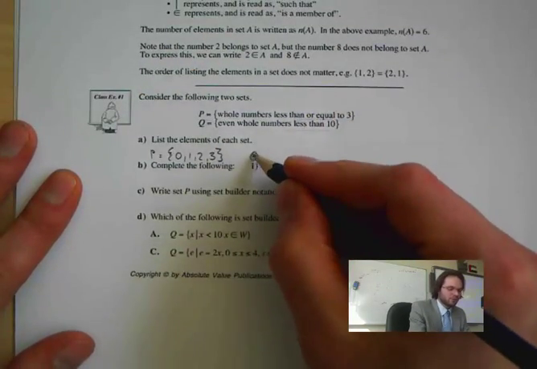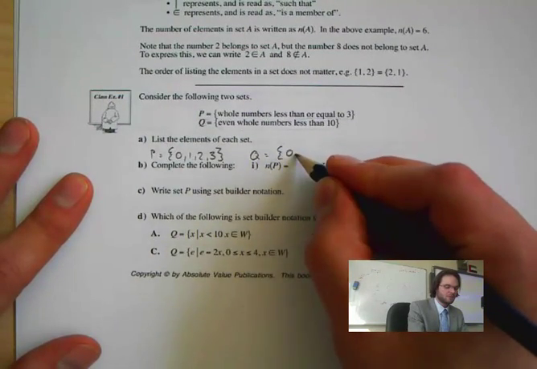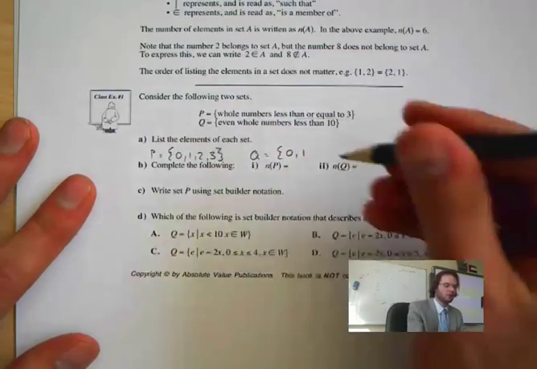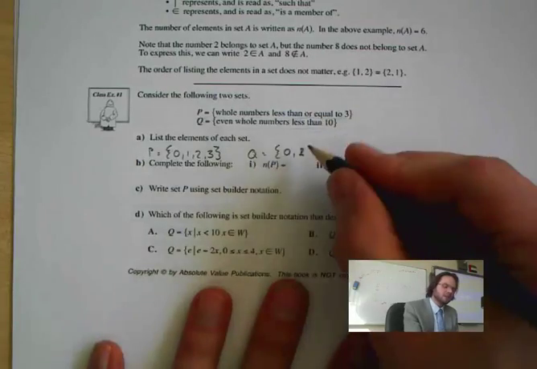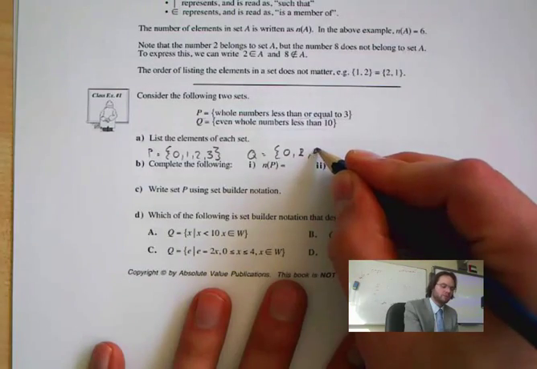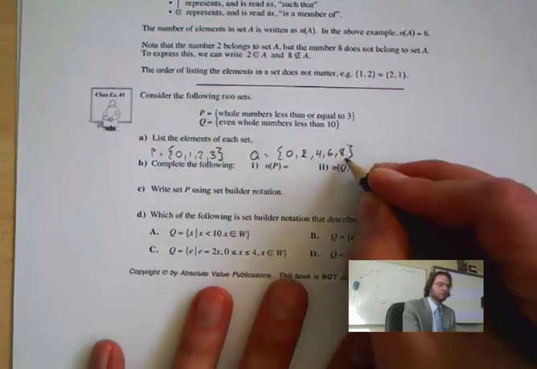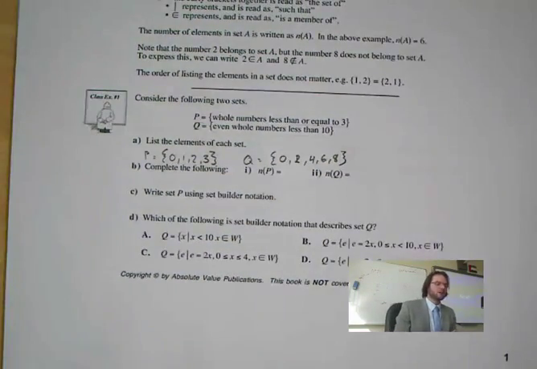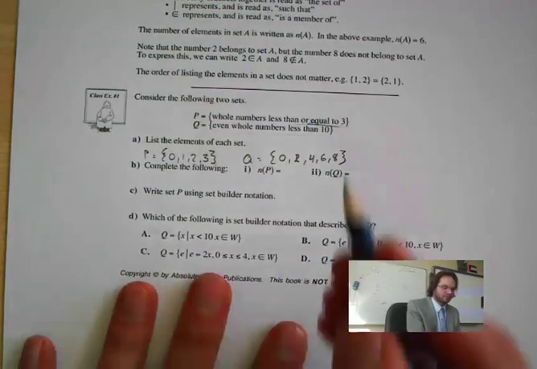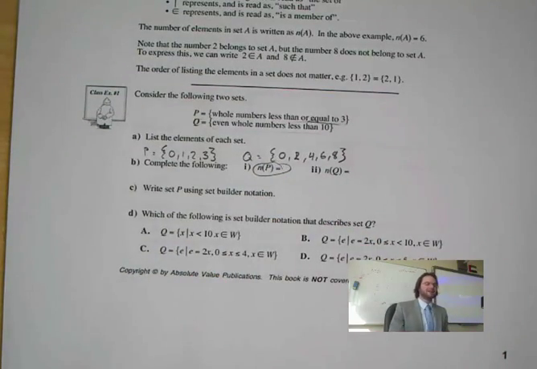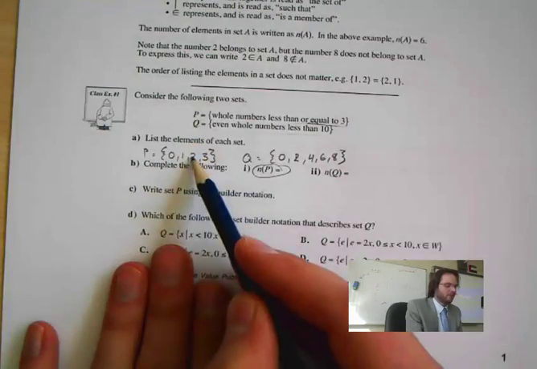Now we want Q. Well, that set is going to consist of even whole numbers, 0, 2. Well, now is 0 even? We're going to say this. 0, 2, 4, 6, 8, and less than 10, so it's not including 10. Okay? This one says less than or equal to, so we include 3. Now it says complete the following. The number of elements in P, that's what that's saying, is equal to, how many do we have? 1, 2, 3, 4.